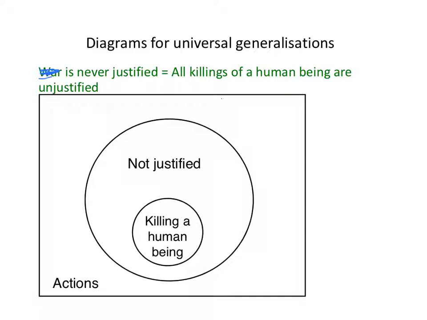Here's another way to represent the same generalisation. This should say killing a human being is never justified. Of course, sorry about that. Killing a human being is never justified also means this: any killing of a human being is something that's unjustified or not justified. So we can also represent the same generalisation like that. Anything that's a killing of a human being is not justified.